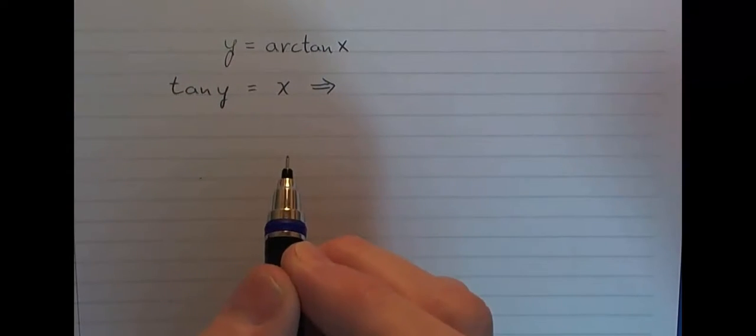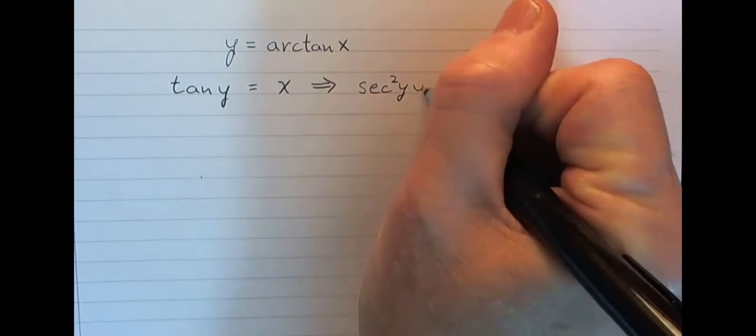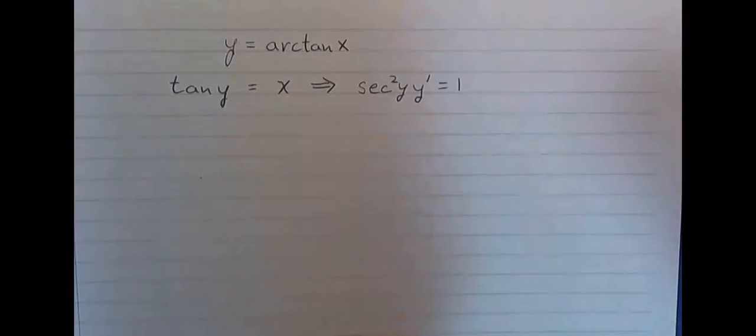Okay, so we want to find dy dx here. Well, here's the way I'll proceed. I'm going to apply tangent to both sides. So what I'm going to do is get tangent y equals x. Now, from there, we can implicitly differentiate. So I'm going to take the derivative of tangent, which is going to be secant squared, times the derivative of the inside, just y prime. And then the derivative of x, which is 1. So there's what we have.